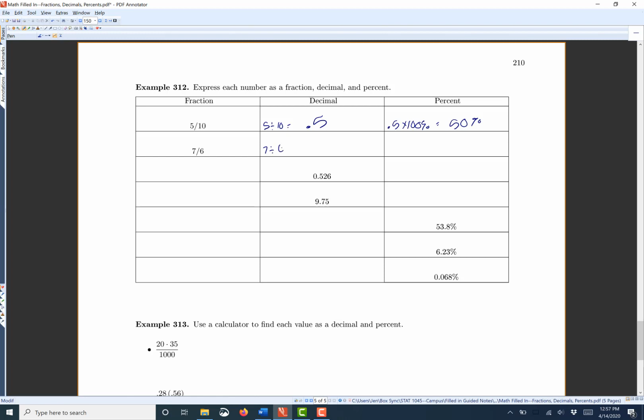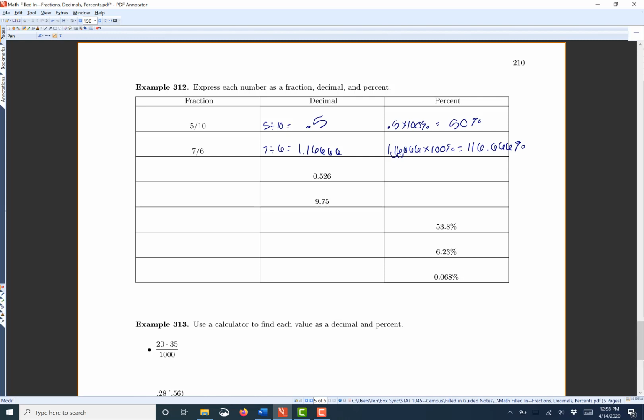7/6, I do 7 divided by 6, so 1.16666. So if I want to make it a percentage, I do 1.16666, and I can write times 100%. That means I'll move my decimal 2 places, so it will be 116.666%.